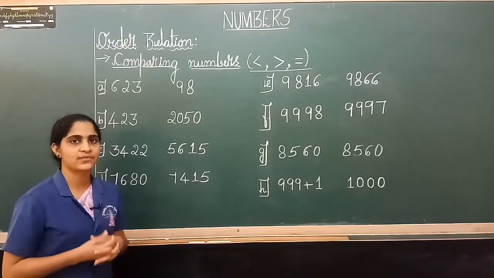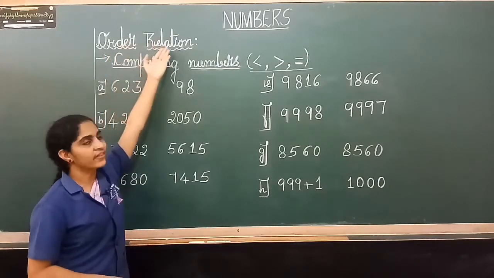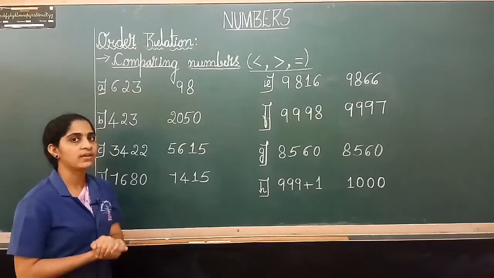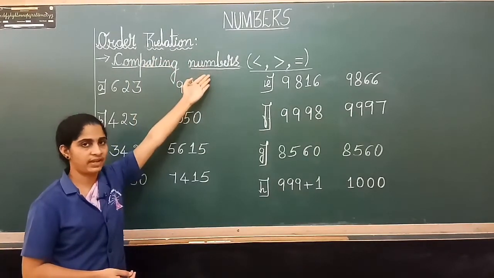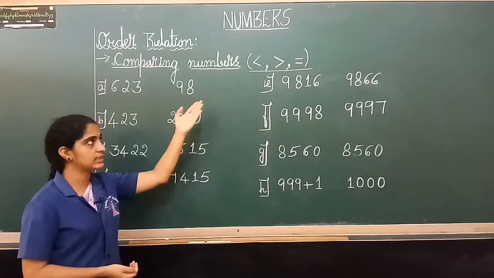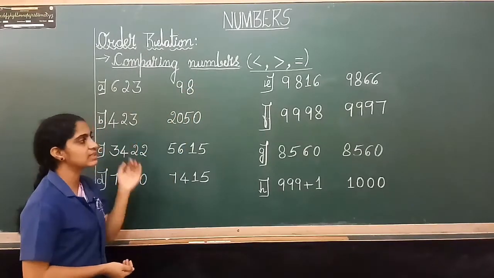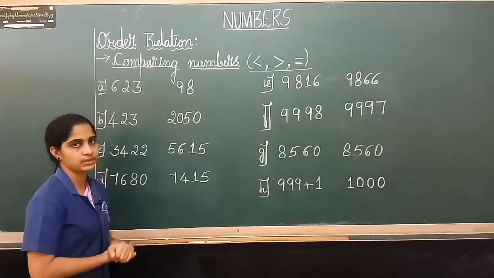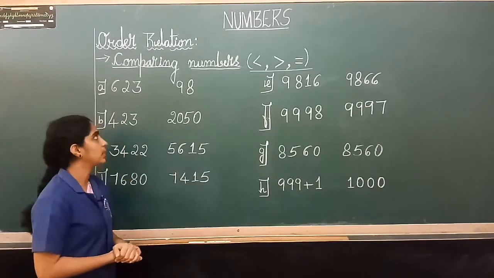In today's class, we are going to learn one more concept, that is order relation. In order relation, the first concept we are going to learn is comparing numbers, where we are comparing the numbers using the symbols smaller than, greater than and equal to. So here are the numbers. We have to compare these numbers using the symbol. Let's start. So let us consider the first example.